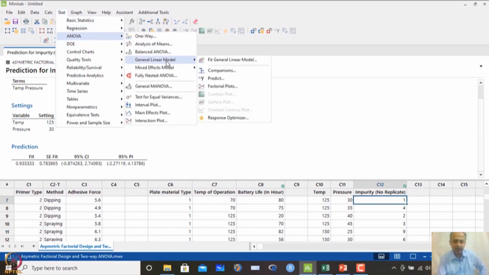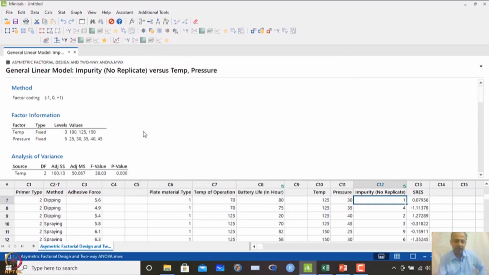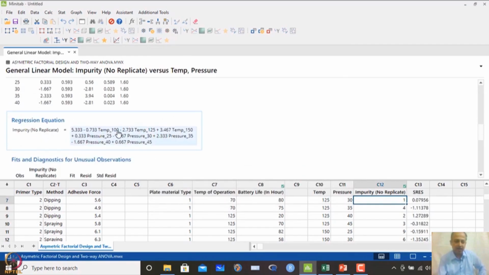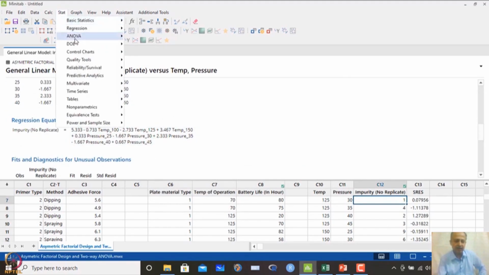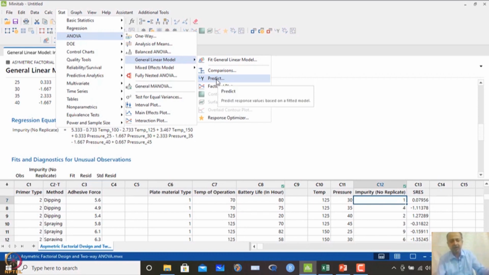GLM models we can also develop; there is an option of generalized linear model. I can fit this one. The only thing is that I have to use impurity over here, and I have to see temperature and pressure over here, and the model will not take interaction, so that is not required. In this case we will have a generalized linear model, and we can make a prediction out of this. MINITAB does this automatically for you when I mention predict. It develops the equations, and based on that it is predicting.